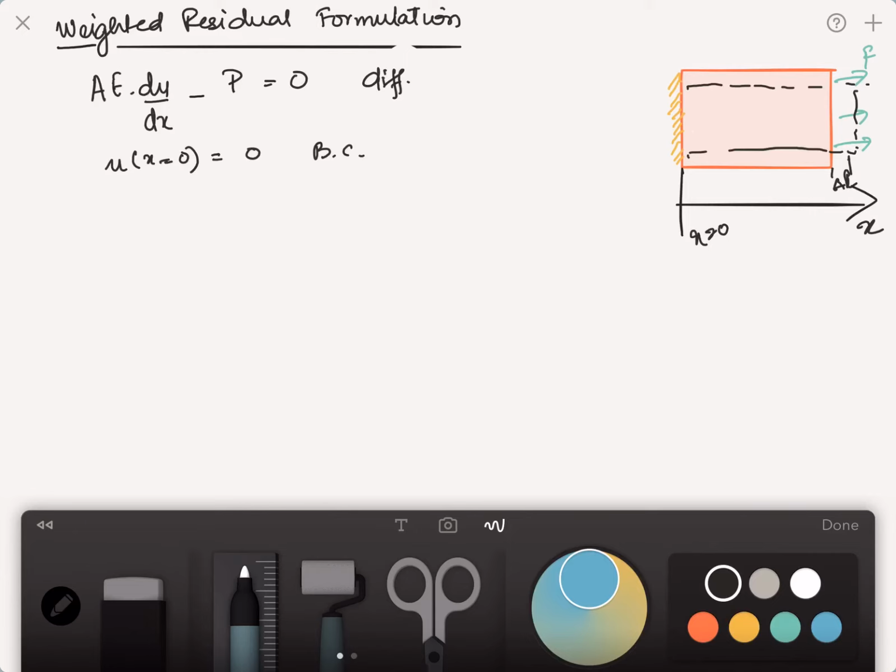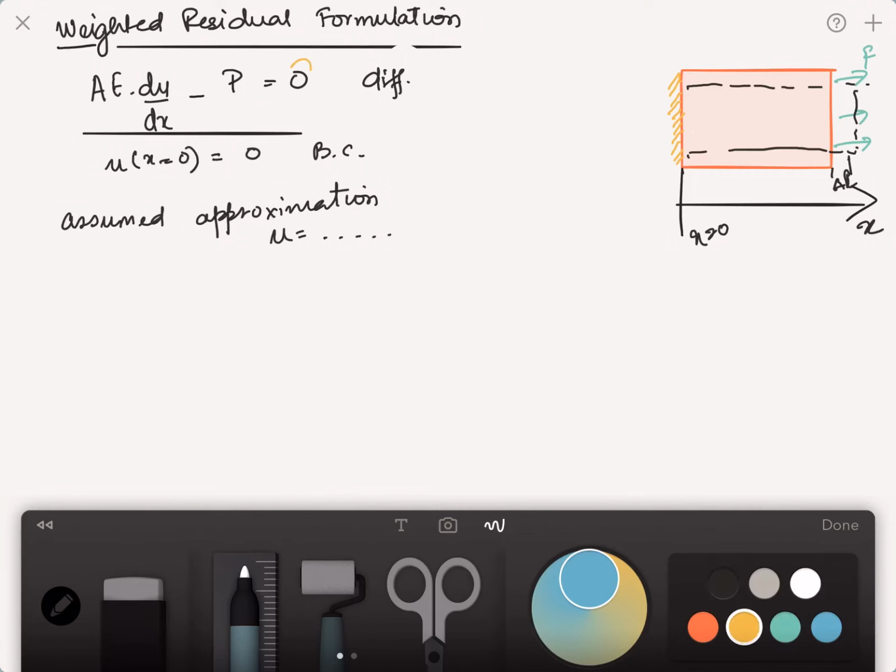Now, the idea is that I have to find out the u that satisfies this problem. So I can have an assumed approximation of u. I can say, I guess that there is a certain state, u is equal to blah, blah, blah, where this equation will be satisfied. So I will put it in the equation and find a certain solution, and I will hope that it comes to being equal to 0.